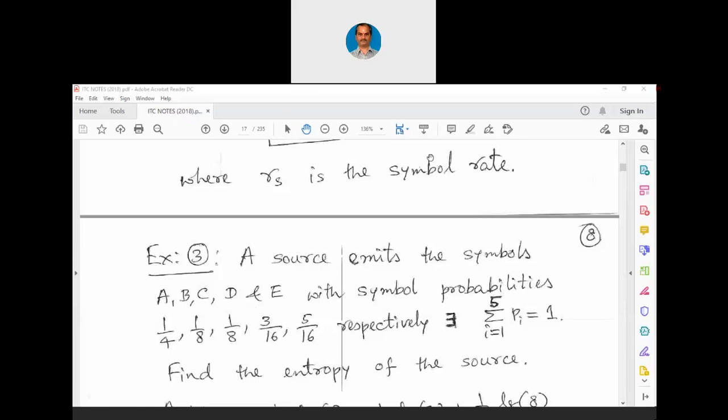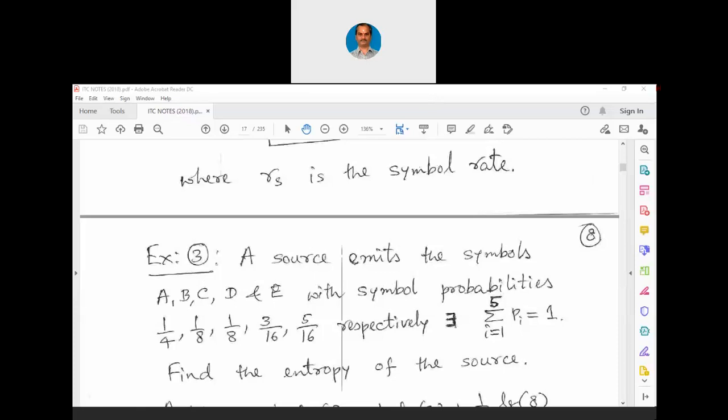Let me take a minute for sipping water. 37 students are present in the class, but in the attendance list there will be more than 60. That is what I have seen in the morning session also. Anyway, let us see this example.